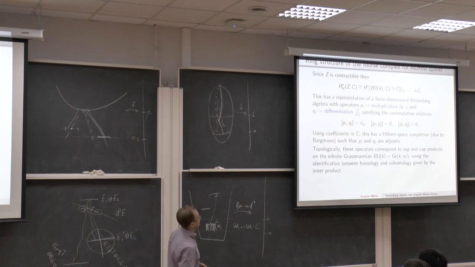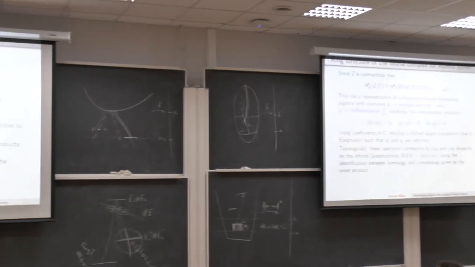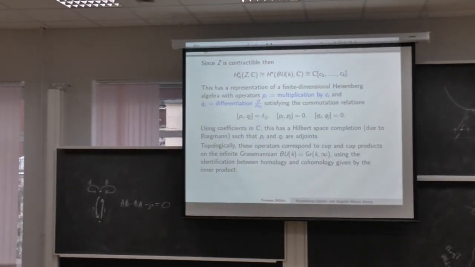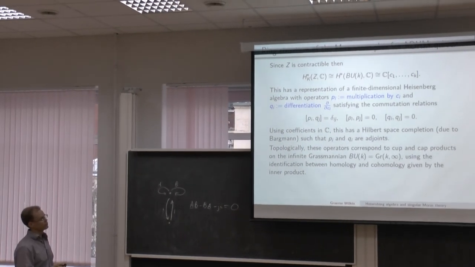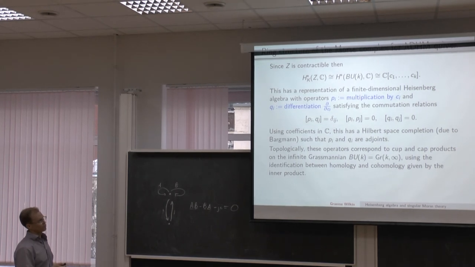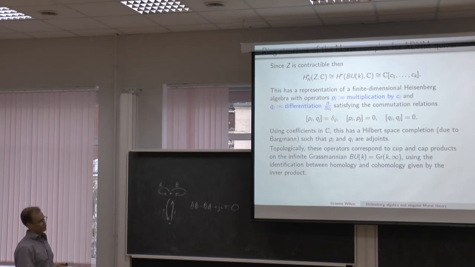Okay, so now we can talk about the ring structure on the cohomology of the total space here. So this is the cohomology of the classifying space of the unitary group, which is just a polynomial ring in k variables. So this naturally has a representation of a finite dimensional Heisenberg algebra with these operators here. So this is just multiplication by one of the monomials in this polynomial ring. And this is differentiation with respect to some variable. So these satisfy these commutation relations here.